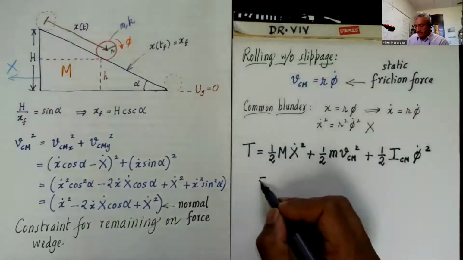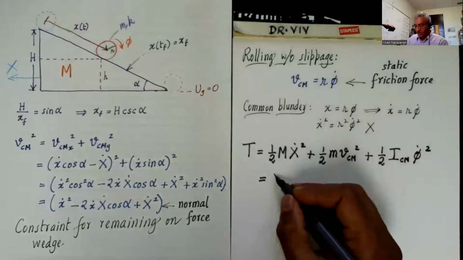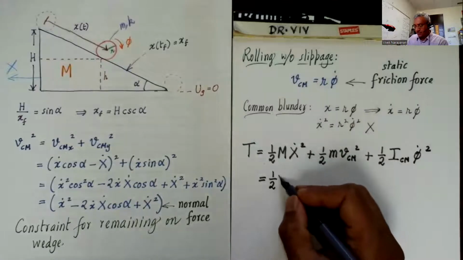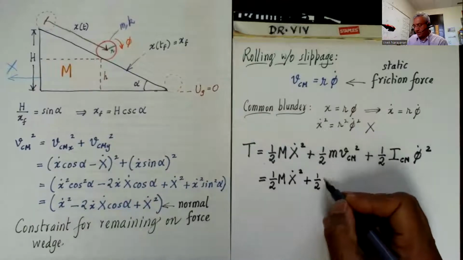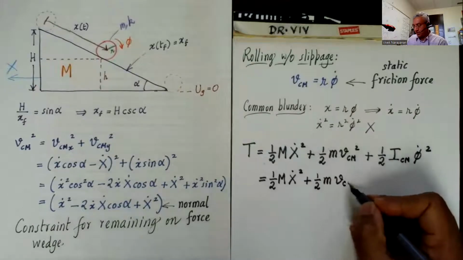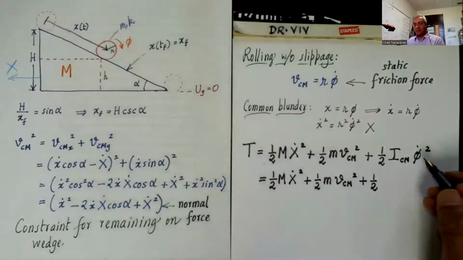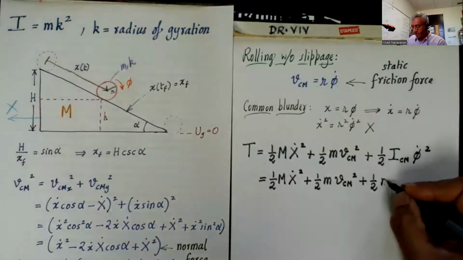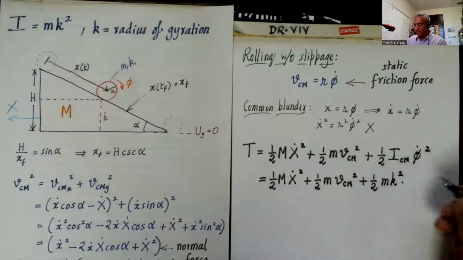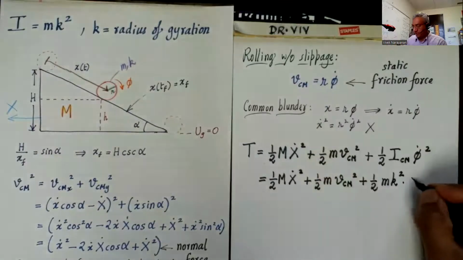Now, let's incorporate the second constraint immediately. So I get 1/2 m x dot squared plus 1/2 m V_CM squared plus 1/2. Now for I_CM, I'm going to write m k squared because that's the radius of gyration. And for phi dot squared, I'm going to write V_CM squared over r squared.